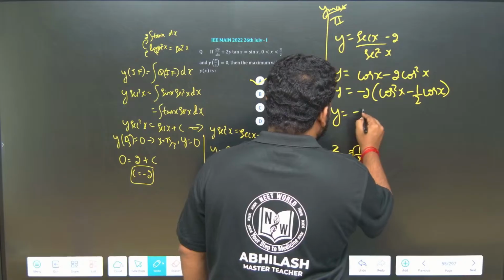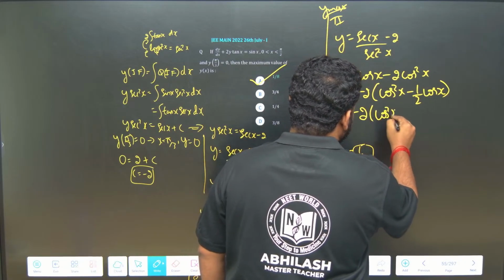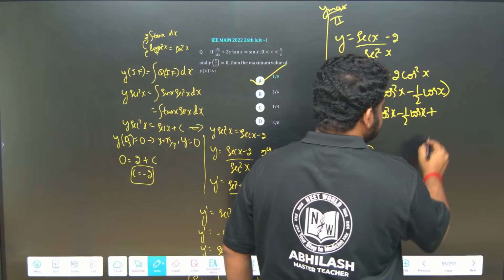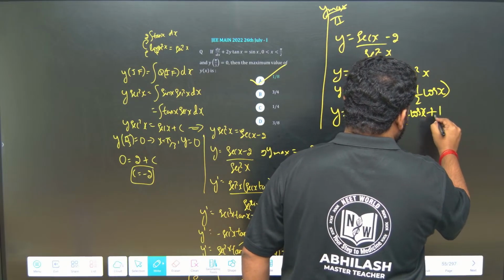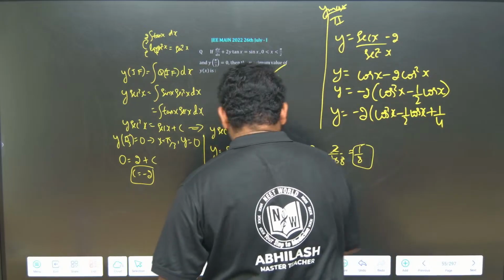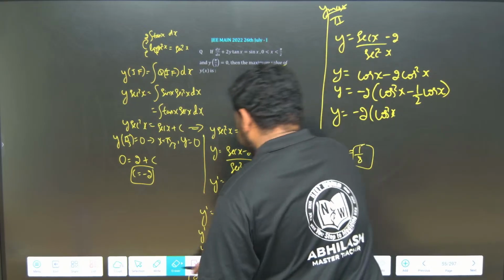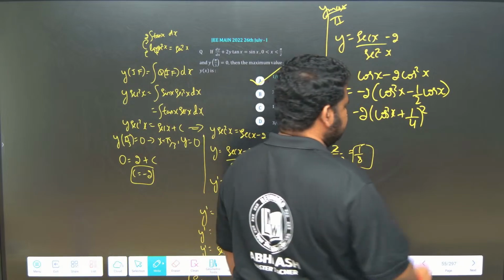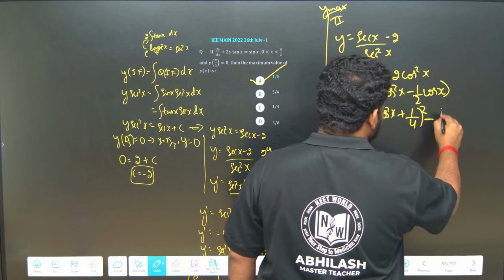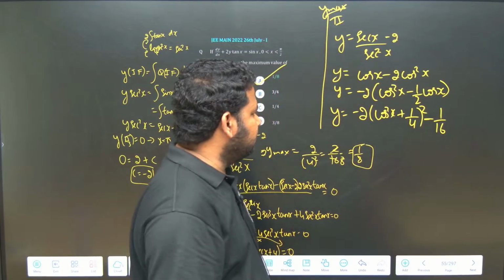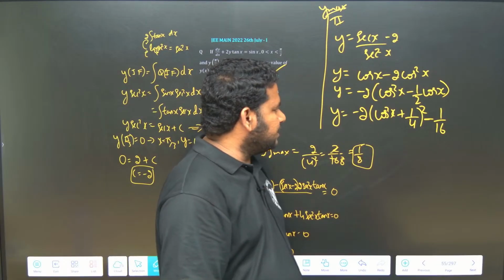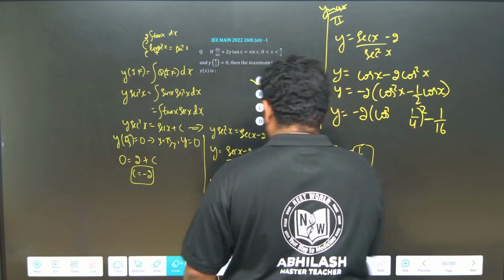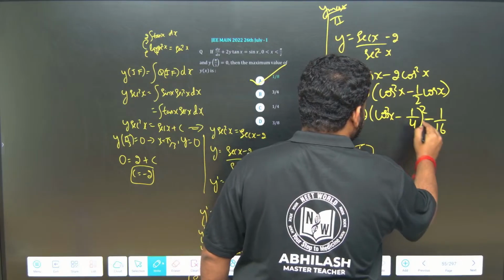So this will become minus 2 cos square x minus 1 by 2 cos x plus 1 by 4 whole square, minus 1 by 16. This is what I have. So if I do this, I will have minus 2 times cos x minus 1 by 4 whole square, plus 1 by 16.